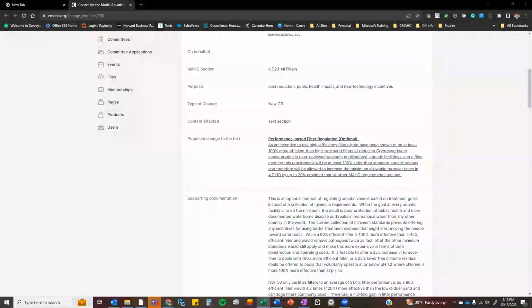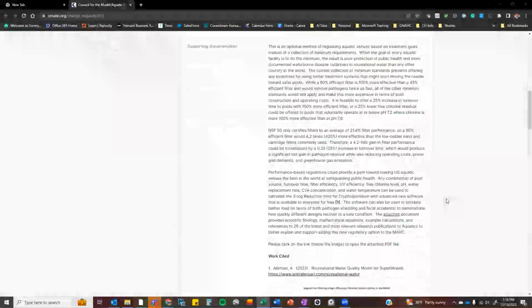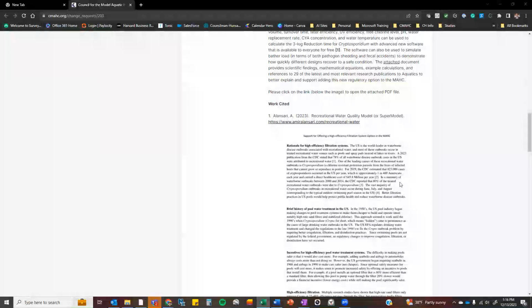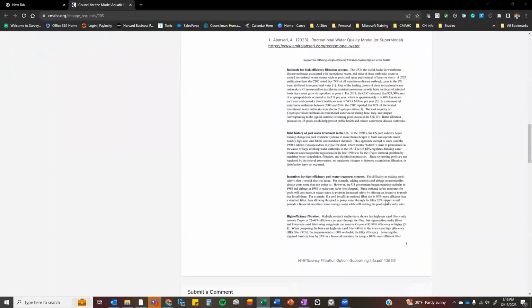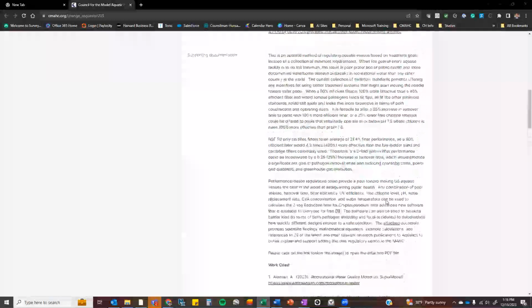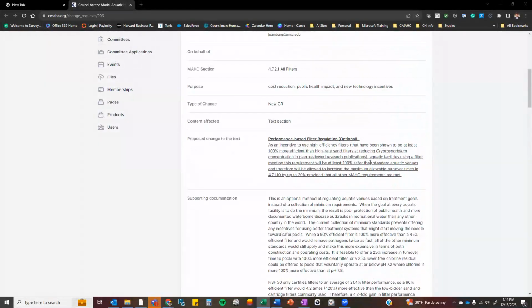Yeah, I'm not going to worry about the language because whoever ends up putting this in the annex could use the supporting documentation and reference the source materials. But yeah, this section, aquatic facilities using a filter meeting this requirement will be at least 100% safer. It's kind of a loaded statement. I don't know that we can really say that.